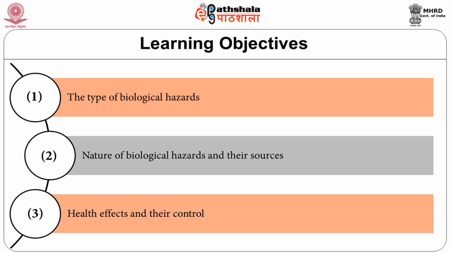Learning objectives for this module are the types of biological hazards that come in food, and what is the nature of biological hazards, and what are the sources from which these things are coming into food, and then finally health effects, what does it do to the consumer, and their control, how do they control these biological hazards. These are the three learning objectives for this module.